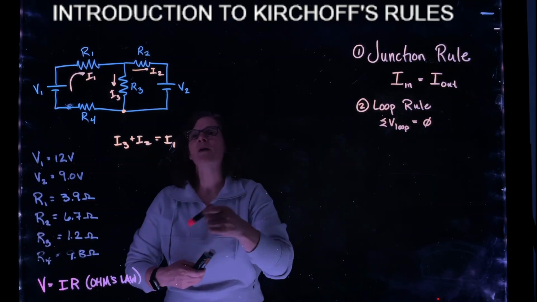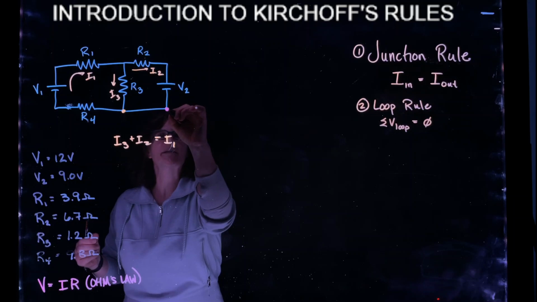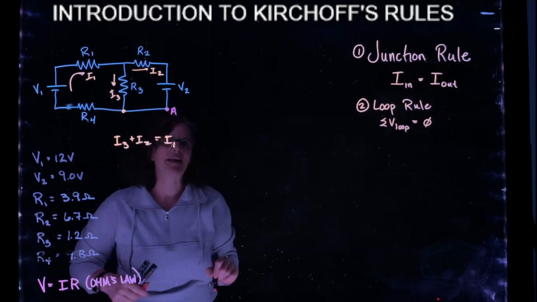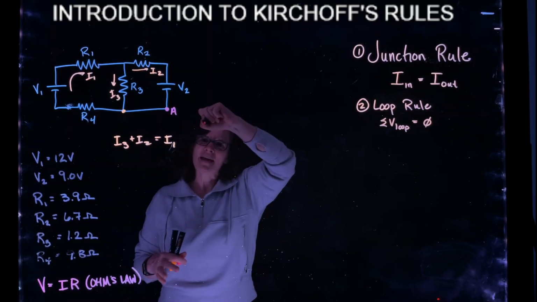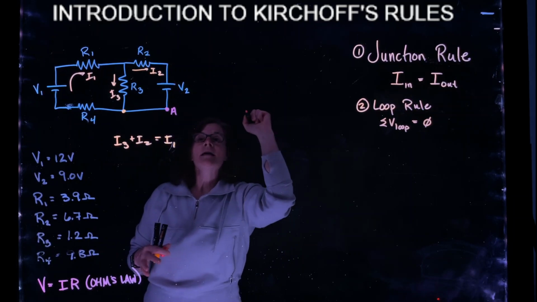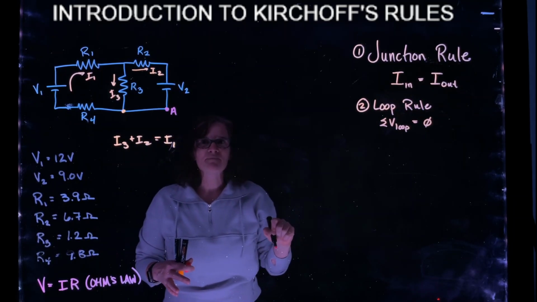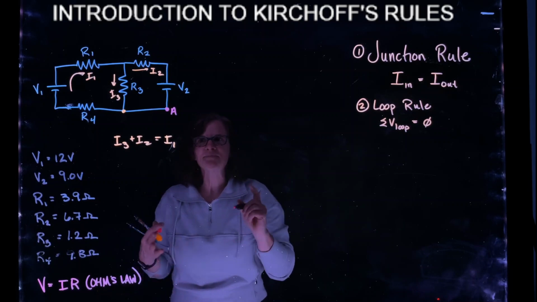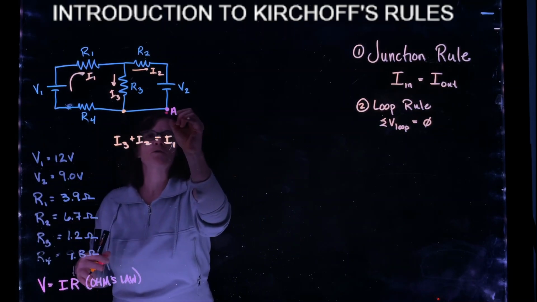A loop is when we start at one spot in our circuit. I'm going to start right here. I'm going to call that spot A. And I put my pen down and I draw a big circle that never has to lift my pen up. That makes a circle back to A. So let's look at what those circles look like.